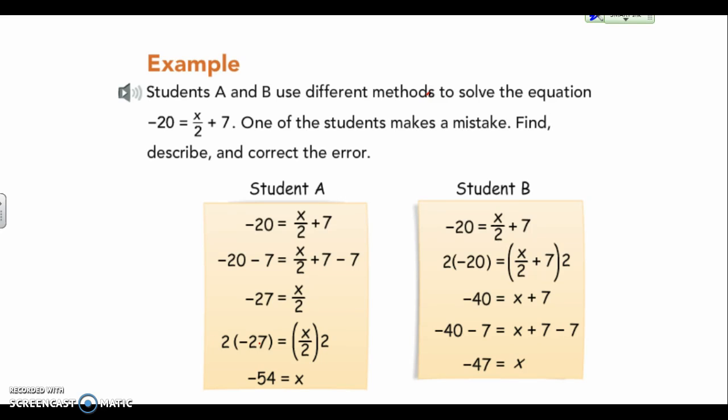Alright, if you look at student A, this student actually did all of their work correctly. They subtracted 7 from both sides of the equation, which left them with negative 27 equals x divided by 2. They then multiplied both sides of the equation by 2 because the opposite of division is multiplication, and they got x equals negative 54. If we look at student B, they set up their problems in the first two steps correctly, but they did not multiply 2 times 7. 2 times 7 should not give them 7, but 14. So they should have written negative 40 equals x plus 14. Then they would have subtracted 14 from both sides of the equation to get x as negative 54.